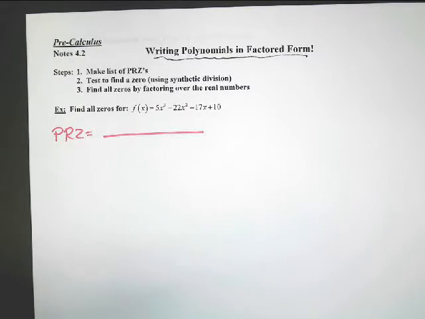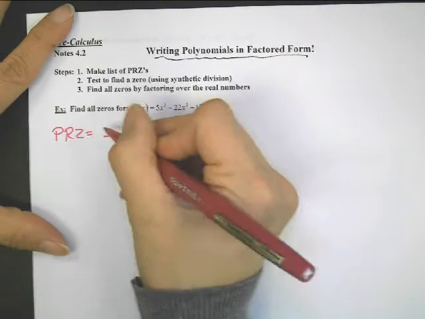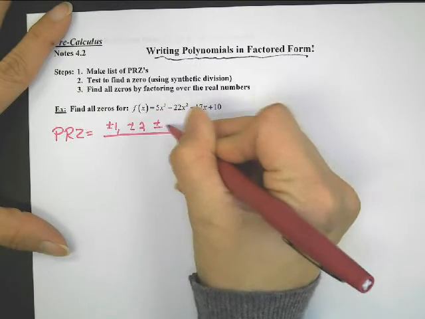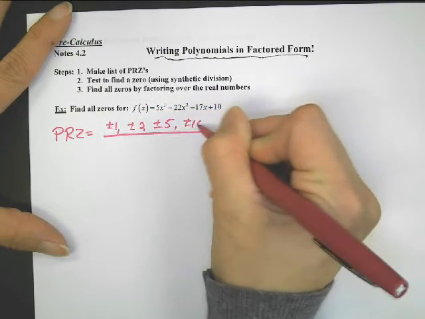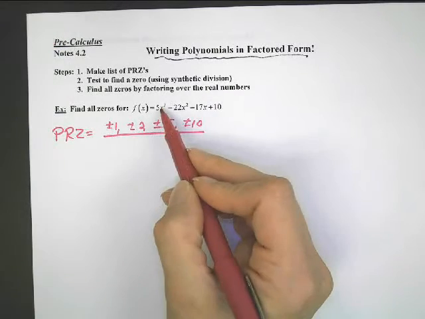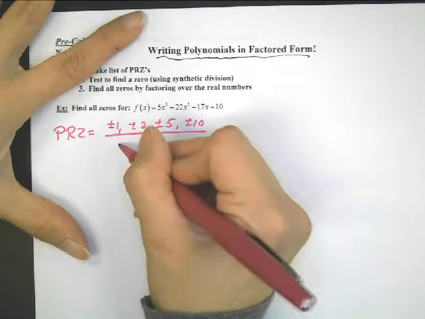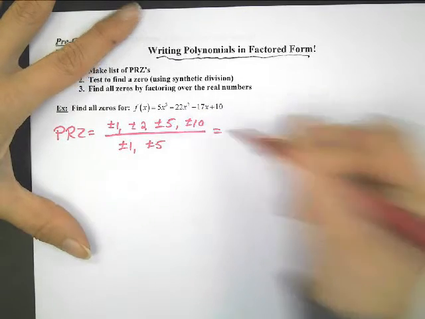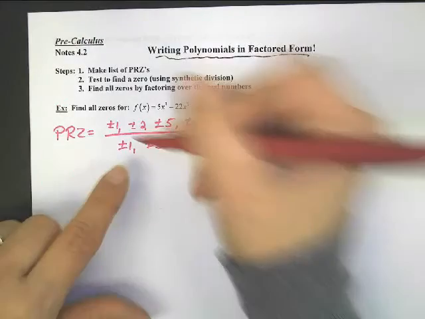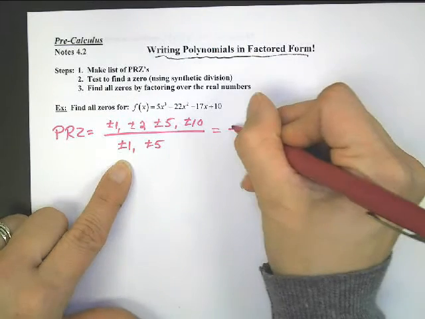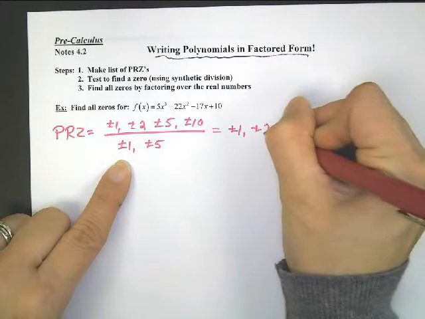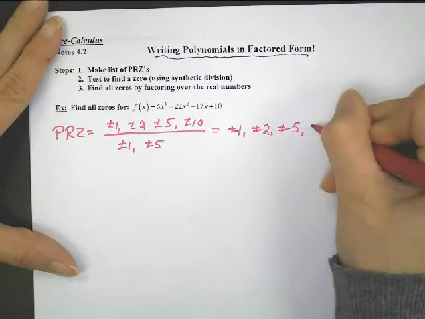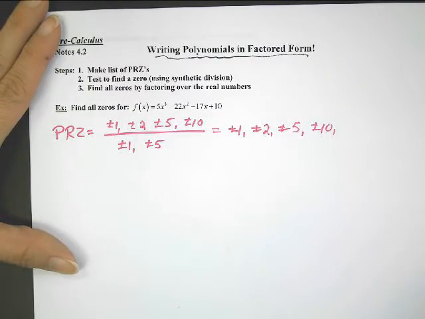So in the numerator, you put all the factors of 10, plus and minus 1, plus and minus 2, plus and minus 5, plus and minus 10. In the denominator, we're going to put all the factors of 5, plus and minus 1, plus and minus 5. Now we have to make every single possible combination, so dividing them by 1 gives us plus minus 1, plus minus 2, plus minus 5, plus minus 10.